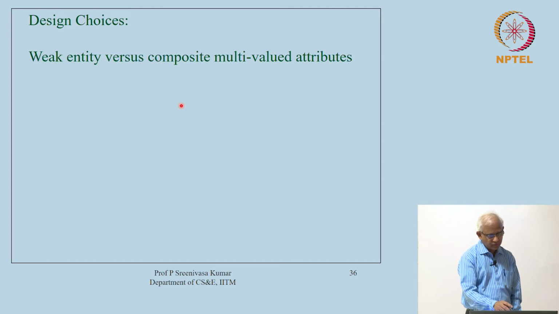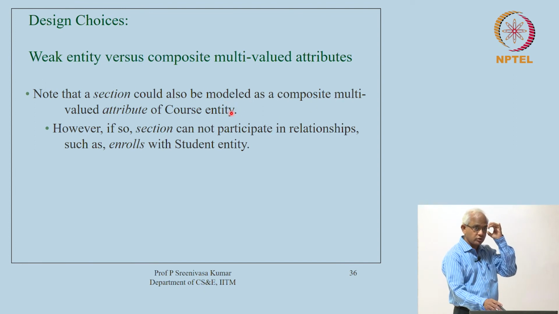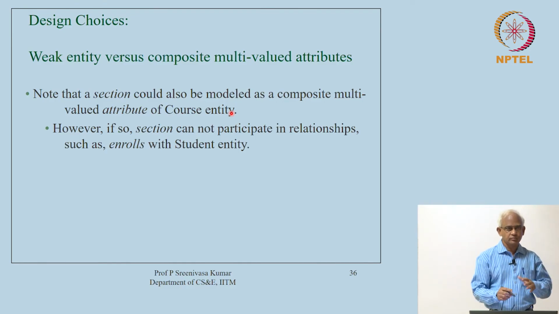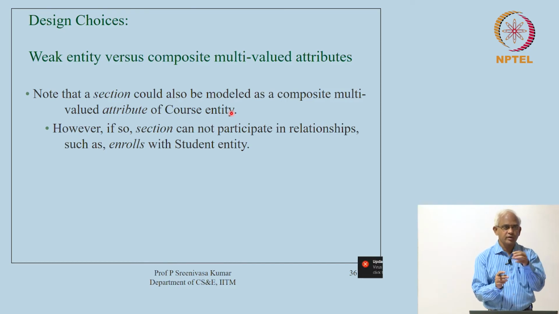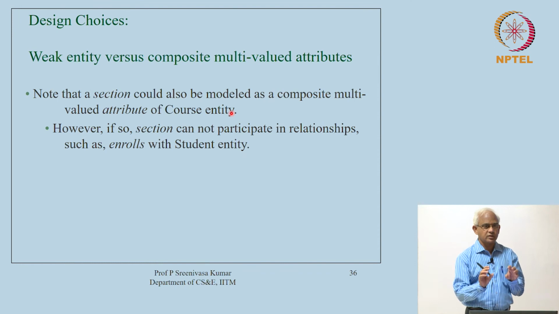Then let us look at this other situation, weak entity versus composite multivalued attributes. Remember that we have composite attributes and multivalued attributes. Multivalued attributes are attributes that can take multiple values, a set of values, and composite means they have components. So, for example, a section could also be modeled as a composite multivalued attribute of a course. I have multiple sections, so it is multivalued, and since we are keeping track of some information about section, I will make it composite. So using a composite multivalued attribute called section, I can attach it to the course.